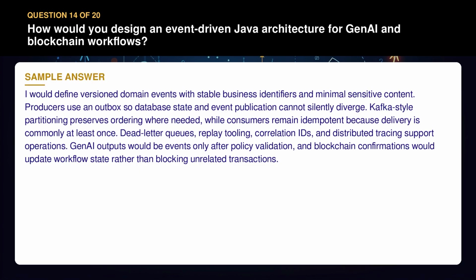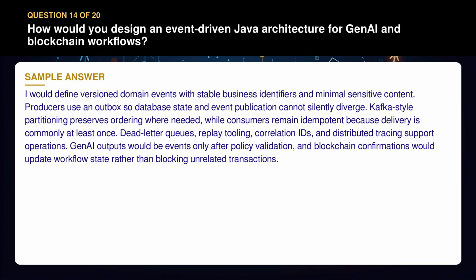I would define versioned domain events with stable business identifiers and minimal sensitive content. Producers use an outbox so database state and event publication cannot silently diverge. Kafka-style partitioning preserves ordering where needed, while consumers remain idempotent because delivery is commonly at least once.